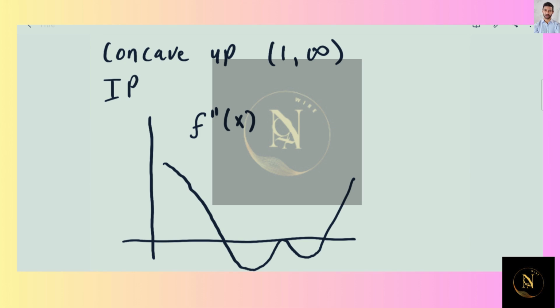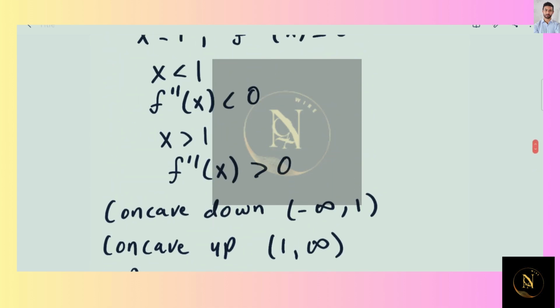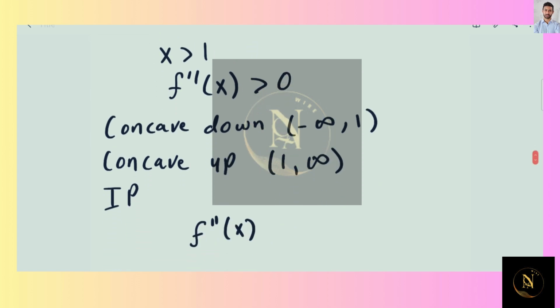So we know from finding values on these intervals that for values of x less than 1, our second derivative is negative, and for values of x greater than 1, our second derivative is positive. So we do have a sign change at x equals 1, which means that our inflection point is at x equals 1. And that's our only inflection point.